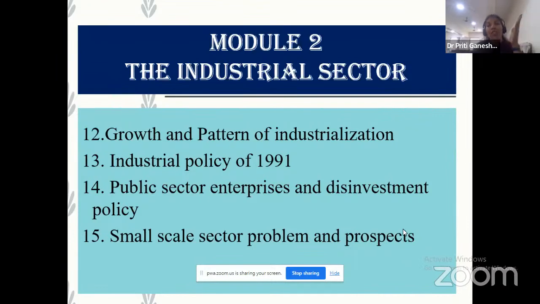Again, I am telling you what I told you about the answers. We are expecting the same way your answer. If you are able to write the introduction, points, explanation, conclusion, definitely out of 8, we are going to give you 6 marks, definitely. But don't write general information. Be specific about the question. Be specific about the data also.